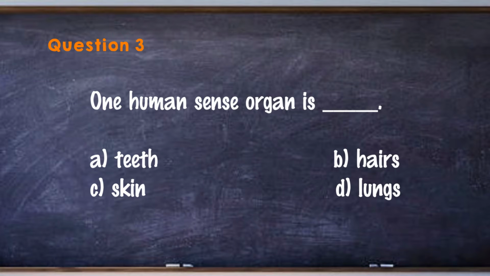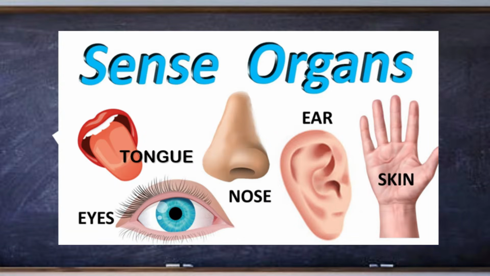Question 3. One sense organ of humans is, here are our options. A, teeth, B, hairs, C, skin, and D, lungs. All right, here are the sense organs. Remember, the sense organs allow us to do what? They allow us to see. So that means the eye is a sense organ. They allow us to taste. This means the tongue is also a sense organ.